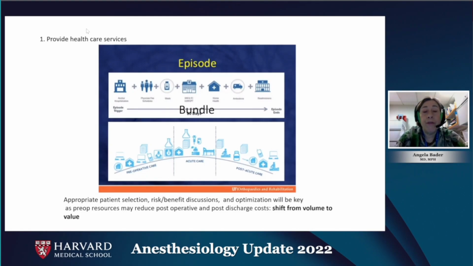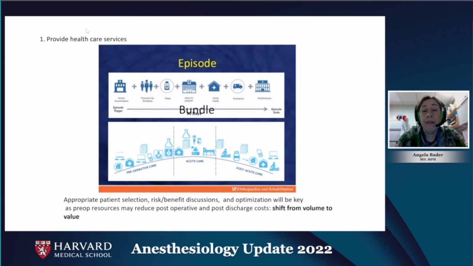We would therefore define this type of care as an episode of care. An episode of care is defined as all the care that occurs from when the episode is triggered. For example, you could define that as when the patient is referred to a surgeon for an orthopedic procedure, through the preoperative evaluation, inpatient care, and outpatient recovery. And the bundle is what the insurance company will provide the institution for providing all aspects of that care.